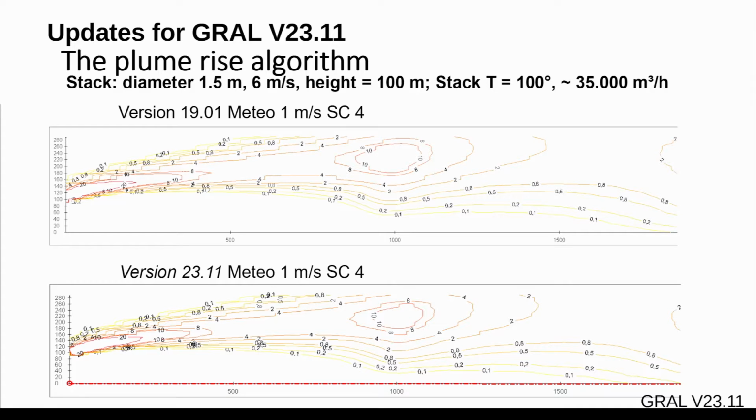Here we see sections of the plume in the wind direction showing the height on the y-axis and the distance on the x-axis. In this case, with a stack diameter of 1.5 meters, an exit velocity of 6 meters per second, an exit temperature of 100 degrees, a stack height of 100 meters, and a wind speed of 1 meter per second at stability class 4, we see almost no difference, except that the Plume Rise algorithm ends earlier and the plume therefore reaches the ground slightly earlier.